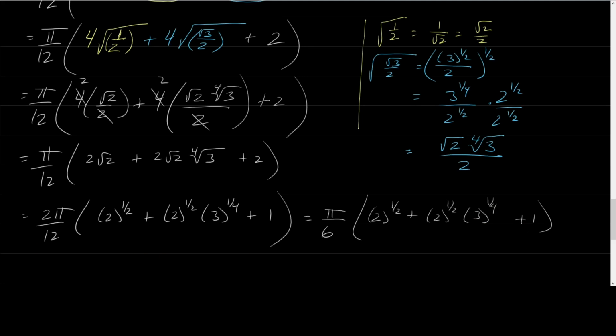So that is the trapezoid rule. Now let's talk about another way of approximating numerical integration, which is called Simpson's rule. And this is what Simpson's rule says.